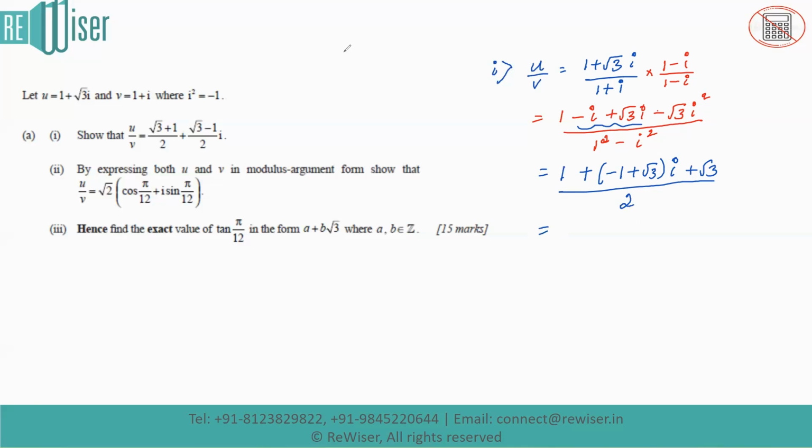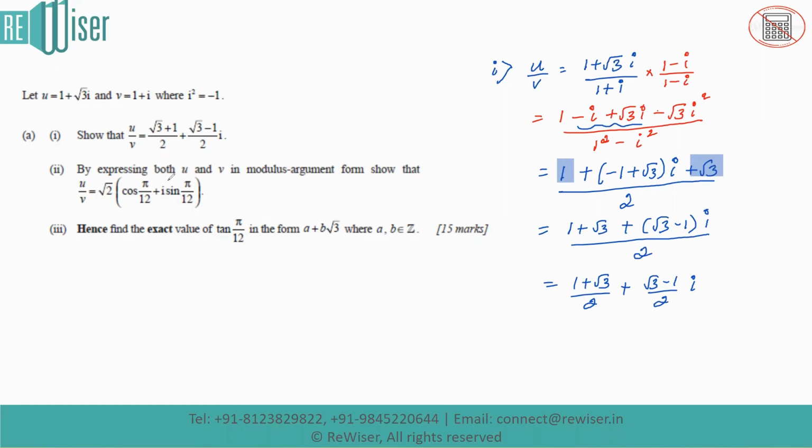So now this thing can also be written as, if I write the real parts together, 1 plus root 3. And if I just shuffle these things around, it's going to be root 3 minus 1 i, and the entire thing divided by 2. So this thing can also be written as 1 plus root 3 over 2 plus root 3 minus 1 over 2 i. And this is what we need to show for part A.